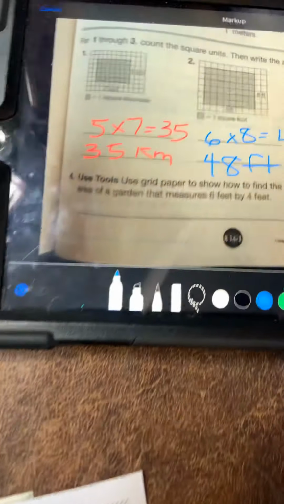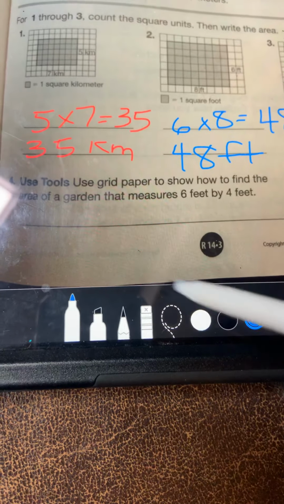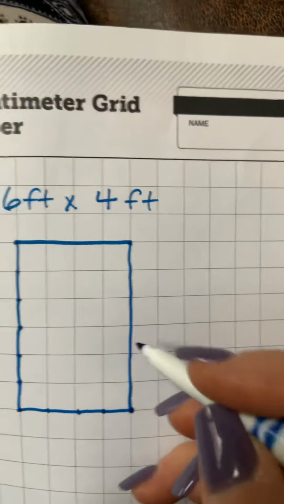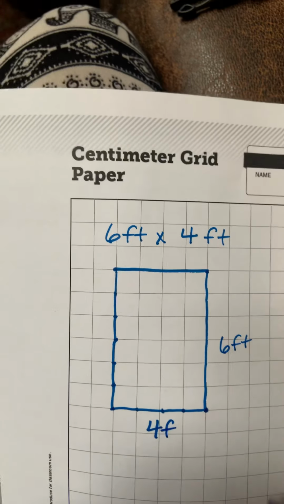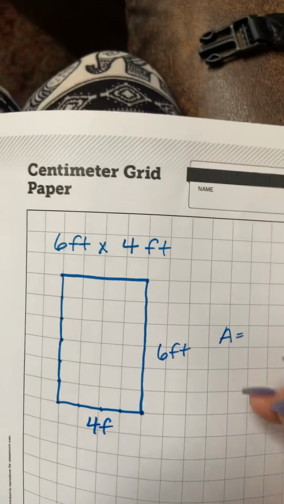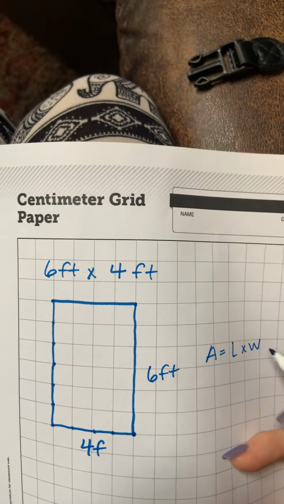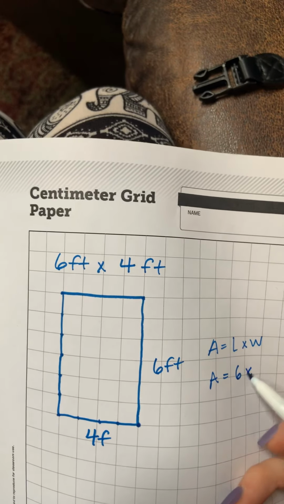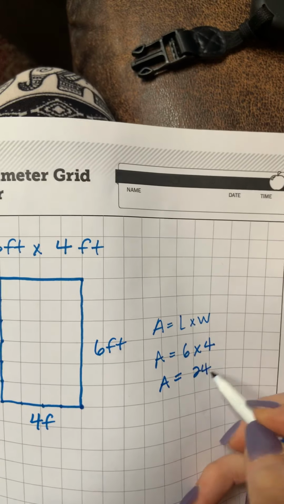Okay, go back to my question. Use grid paper to show how to find the area of a garden that measures 6 feet by 4 feet. Okay, 6 feet, 4 feet. Okay, if I can do the length times the width to figure out the area, then I can do 6 times 4, so the area equals 24 square feet.